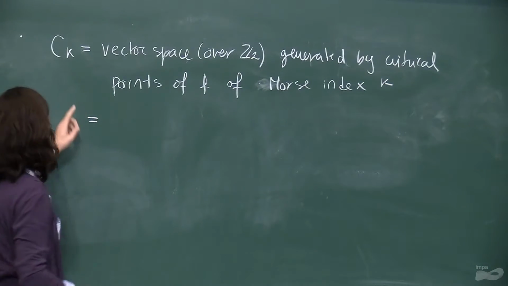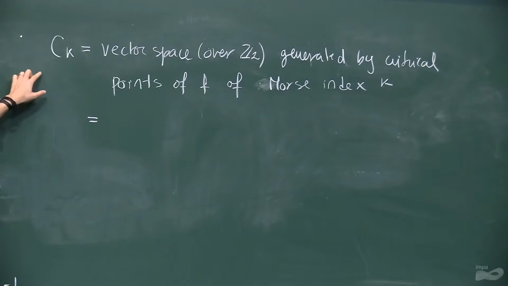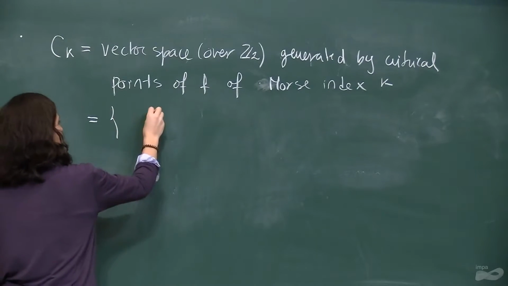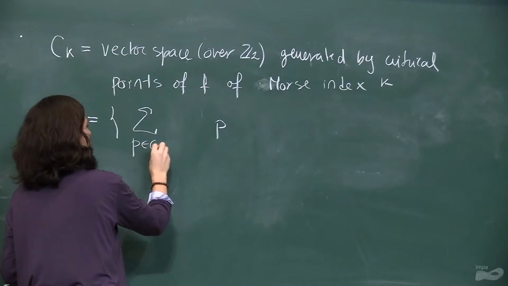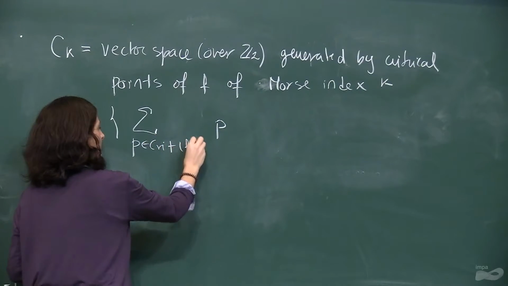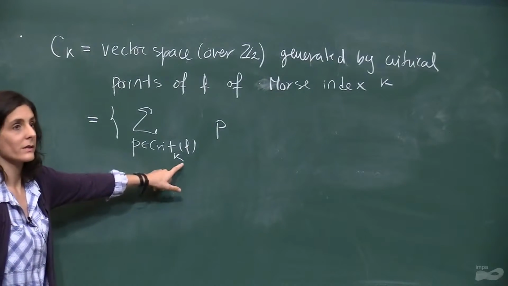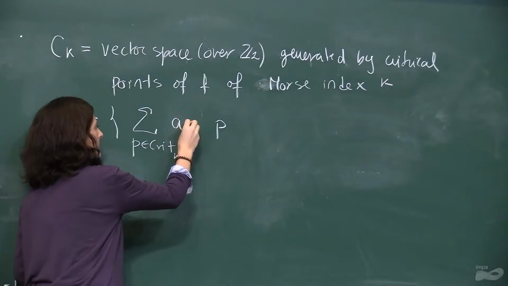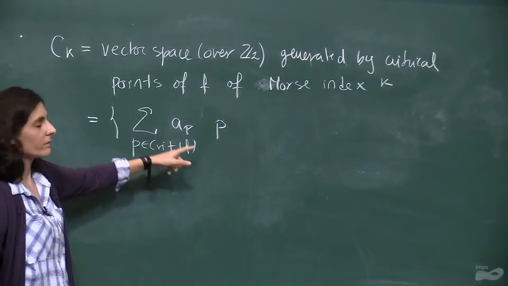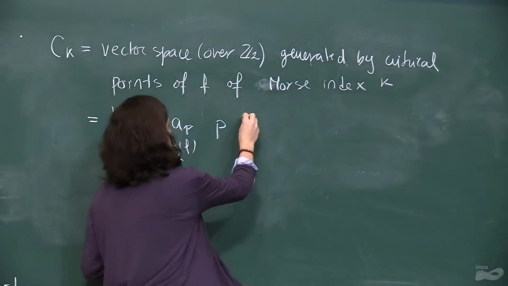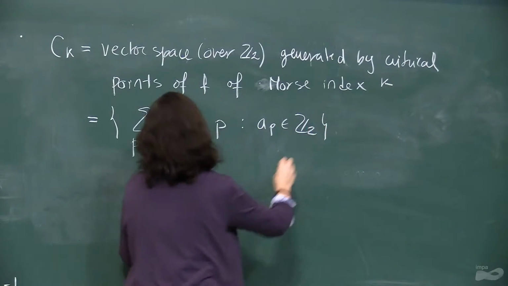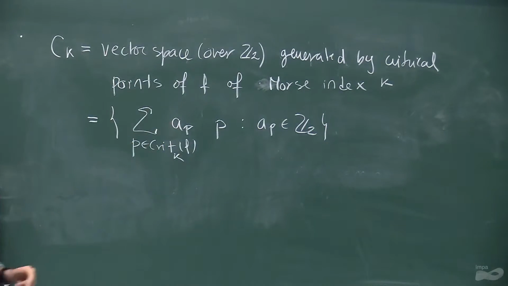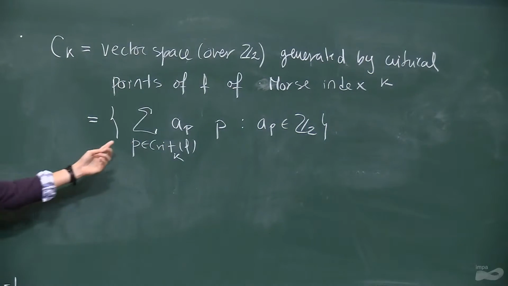So the elements in here are formal sums of critical points P of index K. Crit_K F here means the index is K, and the coefficient, I'll denote it by A_P, and this A_P lives in Z2. So elements in here, I'll see them as formal sums of this form.